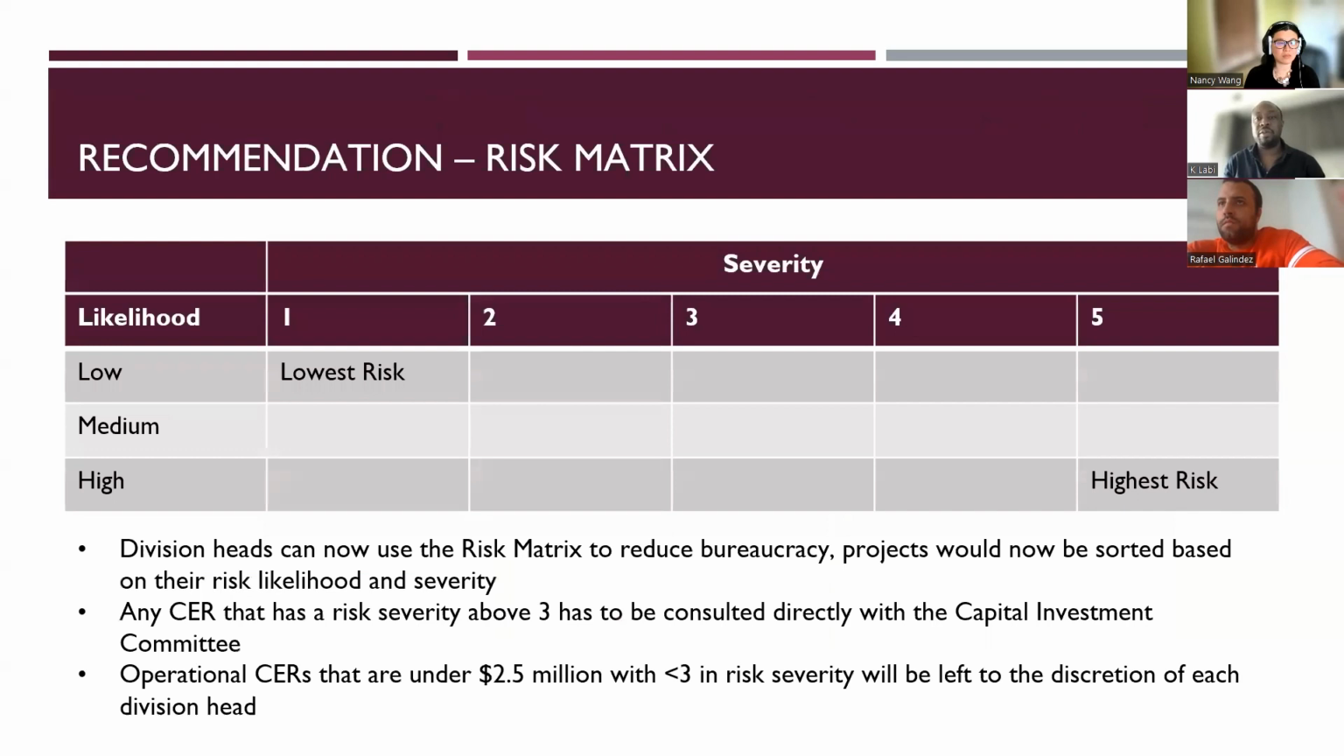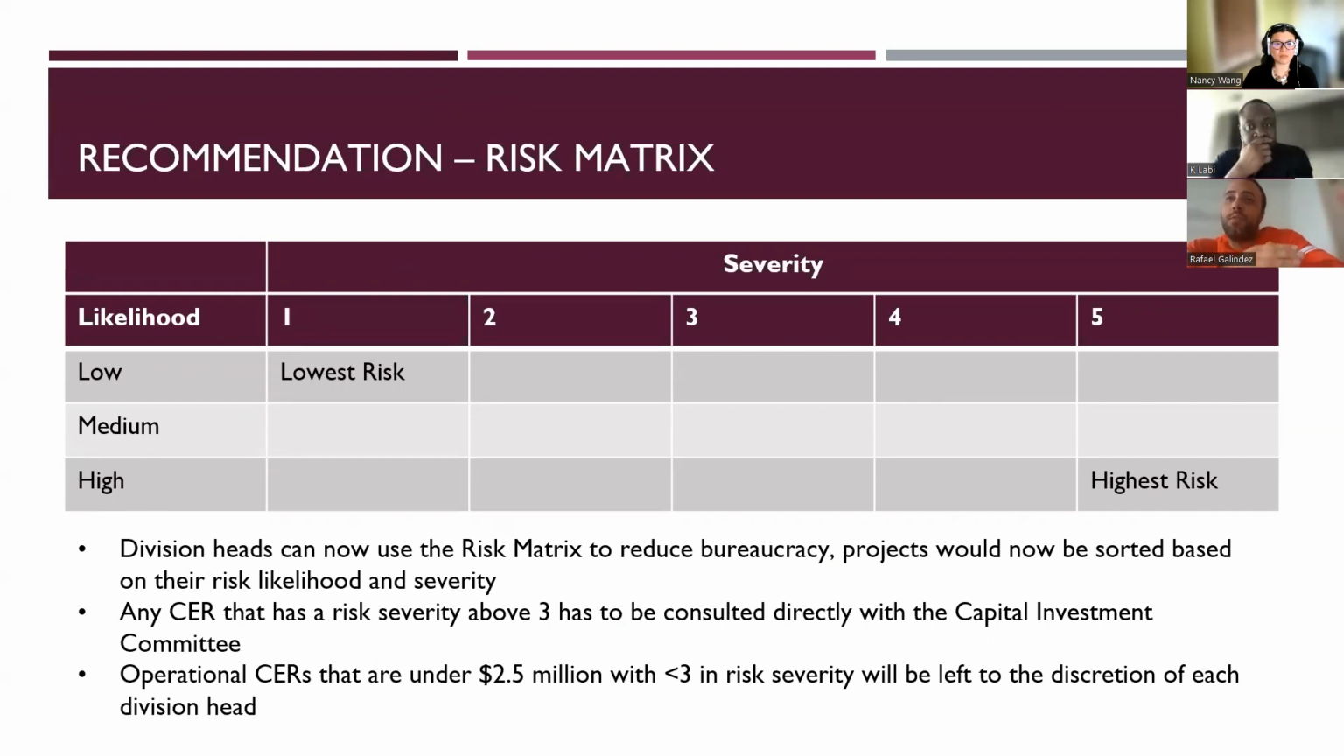I'll hand over to Raphael, who will pick up on how we develop the risk profile matrix. Thank you, Kweku. So pretty straightforward. Our recommendation is going to be the use of a risk matrix, as Kweku mentioned, to grade our different projects. So we're going to have this that shows the likelihood as low, medium, or high, and severity going from 1 to 5, obviously 1 being the lowest risk and 5 being the highest risk.